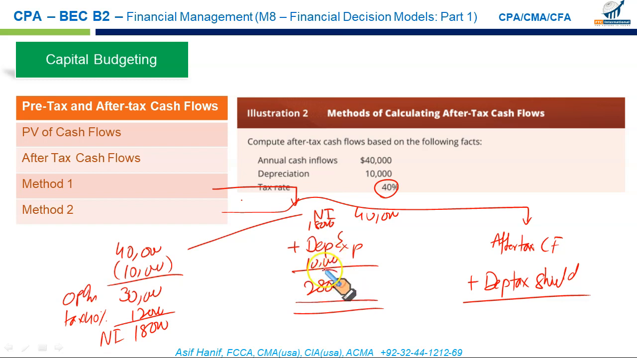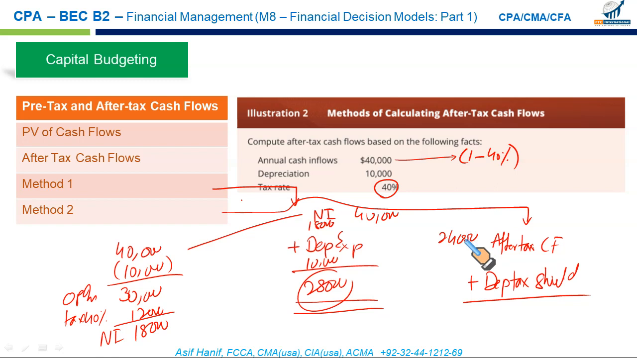This is the first method. You first calculate your net income and add back the full depreciation expense, right? This is your net income after tax, and you add back the full depreciation expense. The second method takes after-tax cash flow. This is your annual cash flow before tax. If you need to convert it to an after-tax basis, just multiply it by 1 minus the tax rate, 1 minus 40%. It will be converted into an after-tax basis. So this will be 60% of 40,000. That's 24,000.